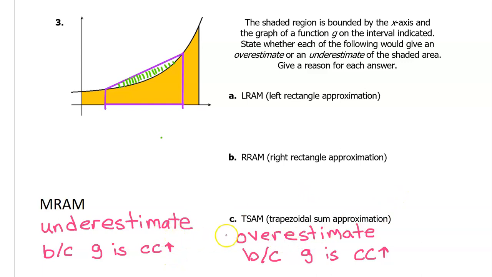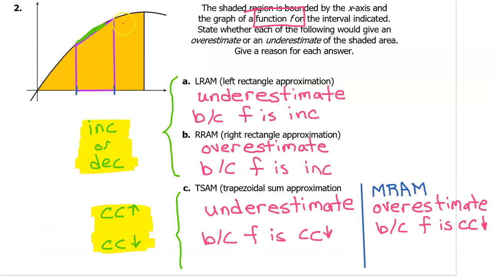Notice one more time that this is the opposite of what we got for TSAM and Mram when the function was concave down. So when it's concave up, TSAM is giving us an overestimate, but when the function was concave down, TSAM gave us an underestimate.